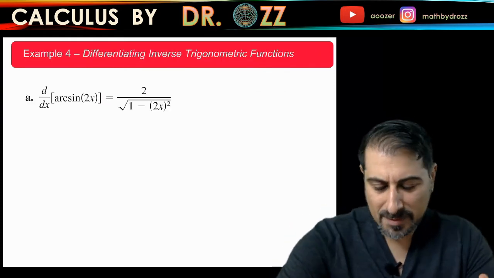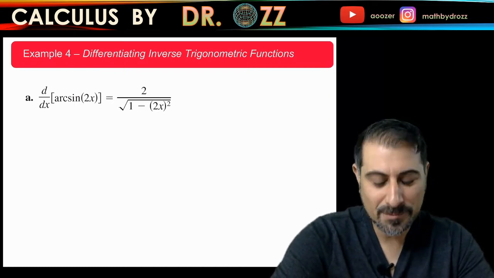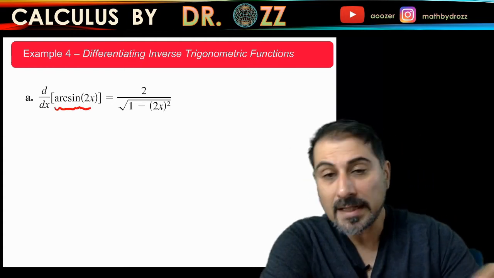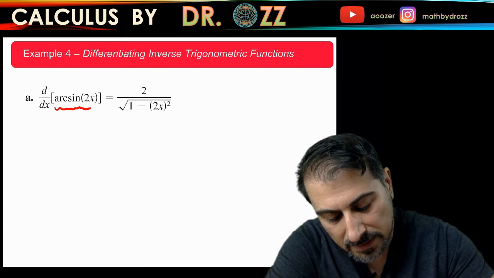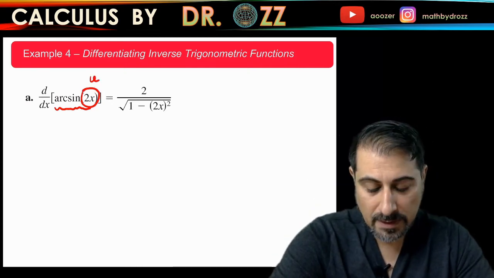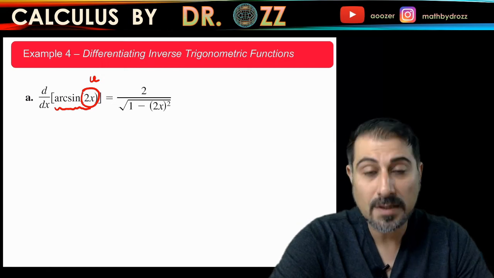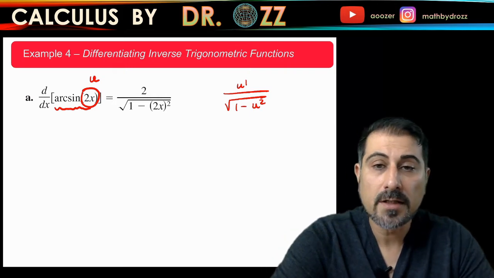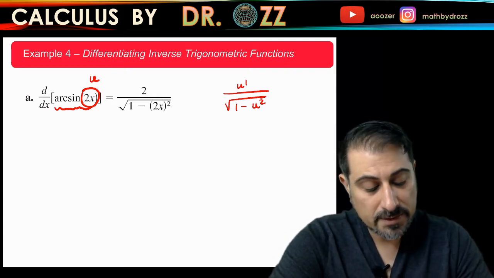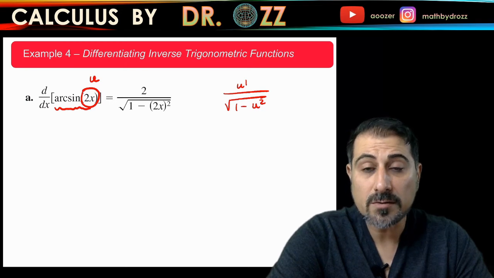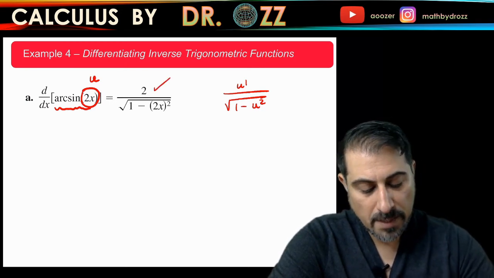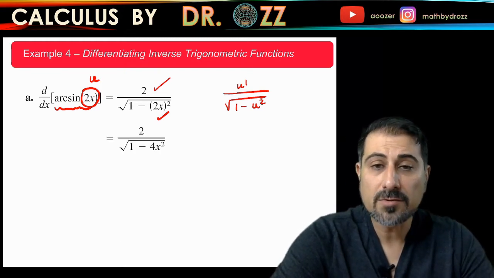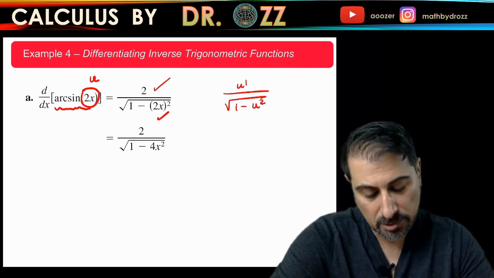All right, we have 4 quick examples to go through before we close this video. So we have the derivative of arc sine 2x. You can take this as u, okay, u equals 2x, and the derivative of arc sine of u is u prime divided by radical 1 minus u squared, right? So u prime in this case is just the derivative of 2x, that's 2. And 1 minus u squared is 1 minus 2x quantity squared. And if you simplify that, you have 2 over radical 1 minus 4x squared.